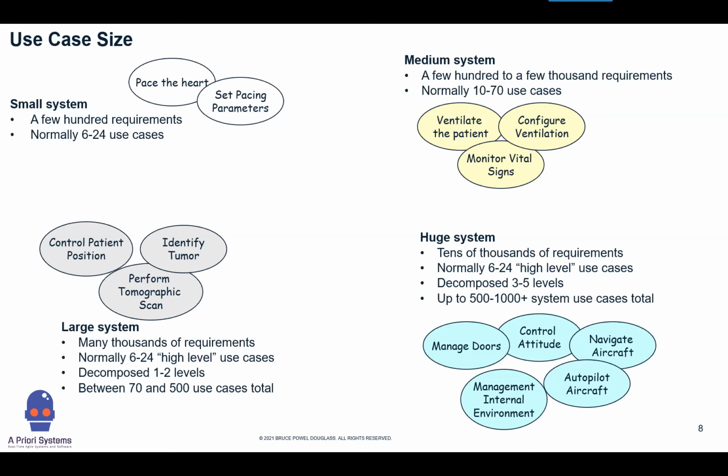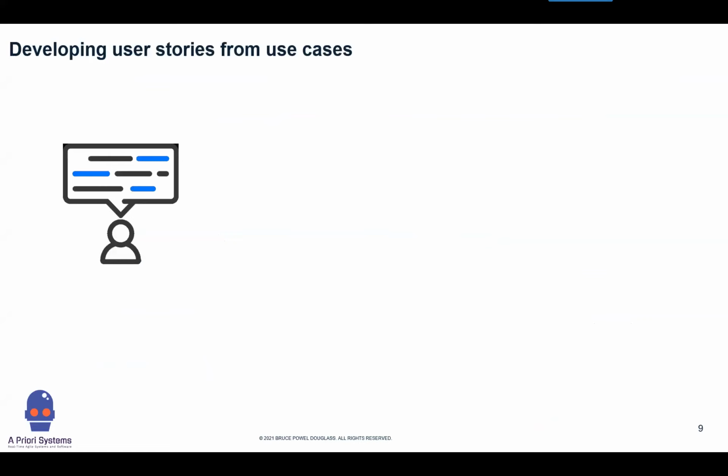And at some level, these use cases at the upper levels of abstraction, the high level use cases, are really too big to manage in a single iteration. So they'll be broken down into smaller use cases, and those will be maybe further decomposed into multiple interactions or multiple user stories. So user stories from use cases.